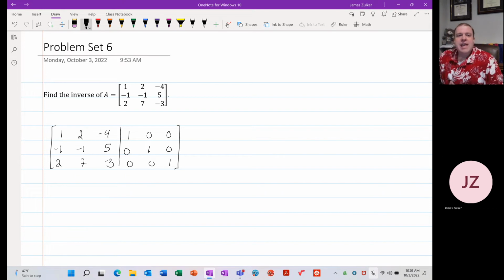Now we RREF it. And if an inverse exists, what will wind up happening is on the left-hand side we'll get the 3 by 3 identity, and the right-hand side will give us A inverse. And since we're still in the unit of doing matrix operations, we are going to do this by hand.